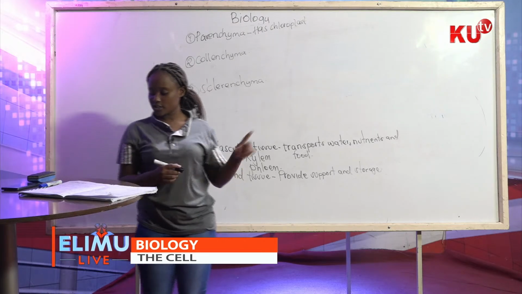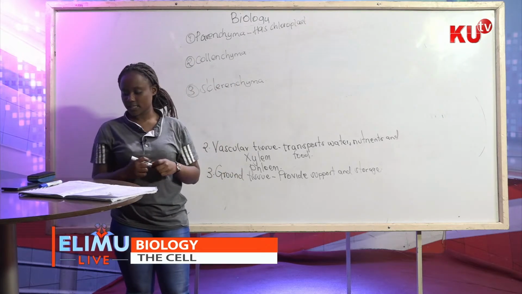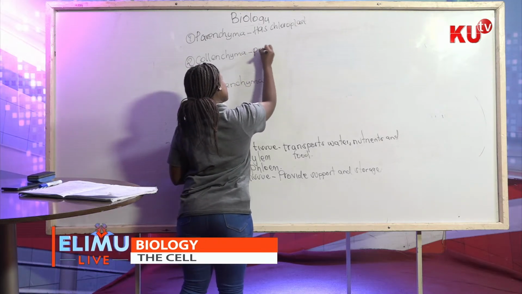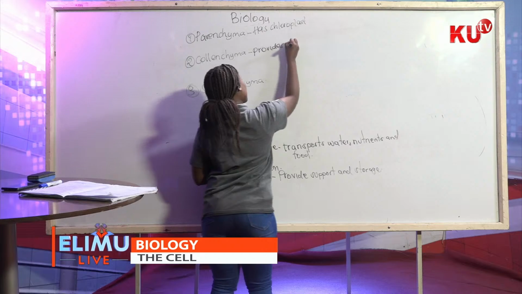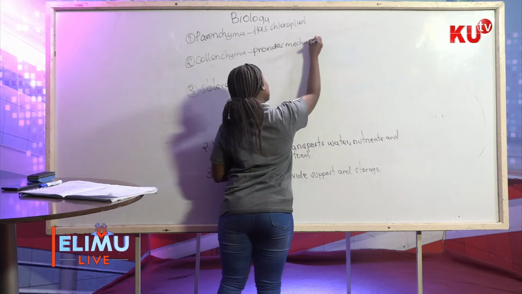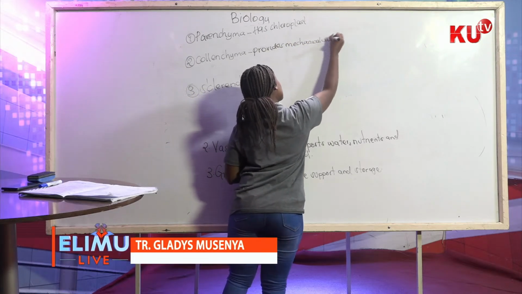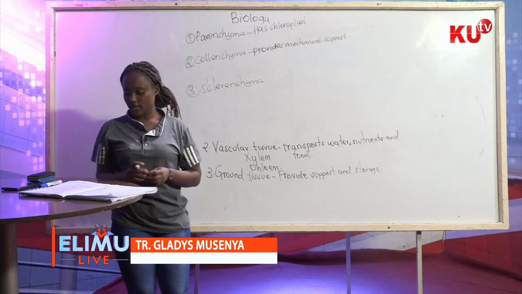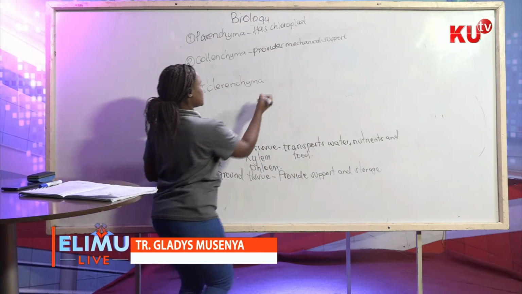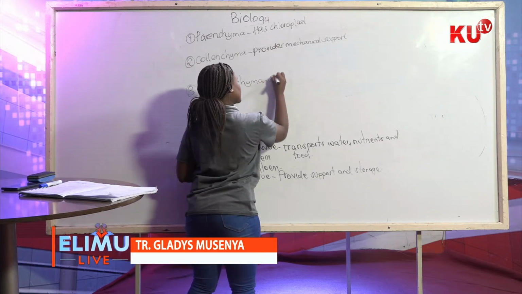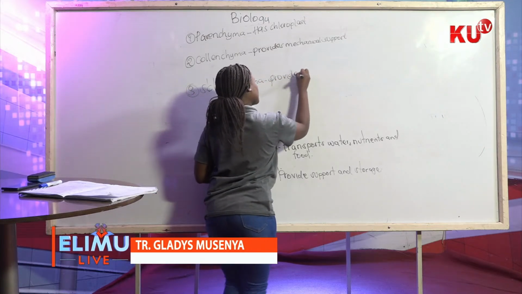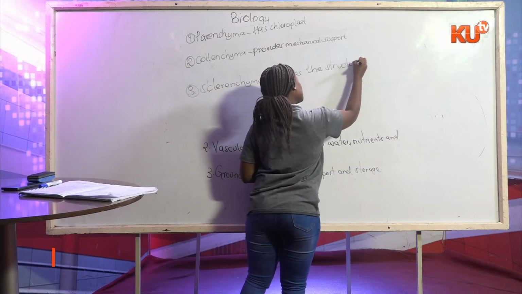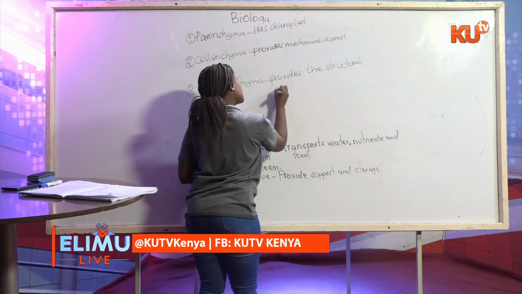And then we go to collenchyma. It is found beneath the epidermis in cells. It provides mechanical support. And then the sclerenchyma provides structural support.